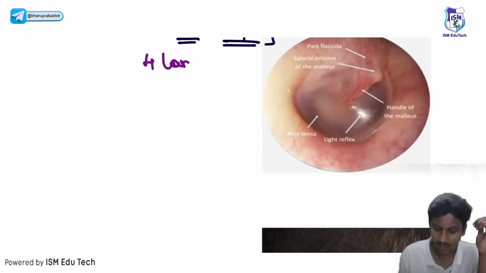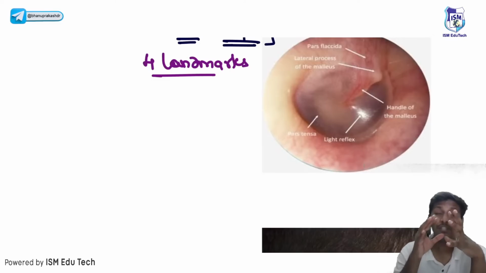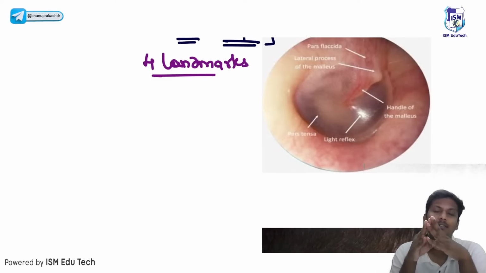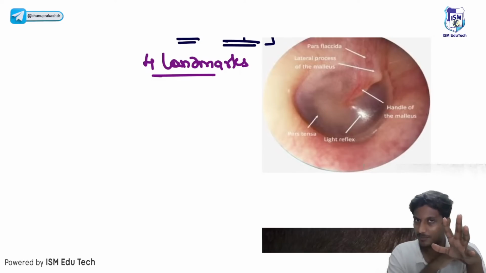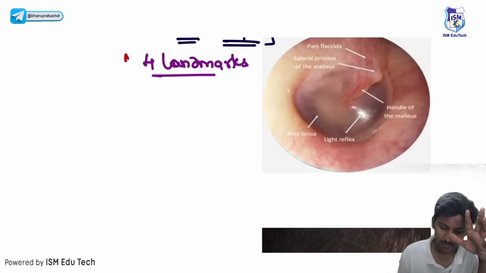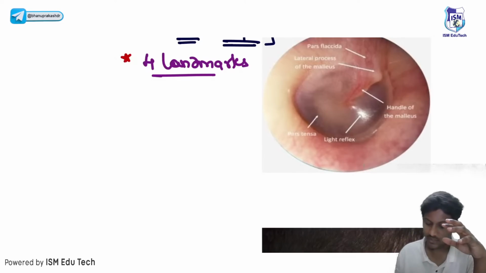4 important landmarks. Why are we able to see the landmarks? Why do we need to see the landmarks? Because if the landmarks are not present, then we can say definitely there is some problem in the ear of this patient. So that has to be remembered. So there are 4 landmarks.